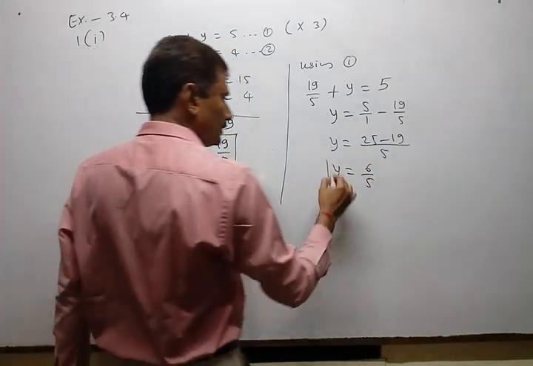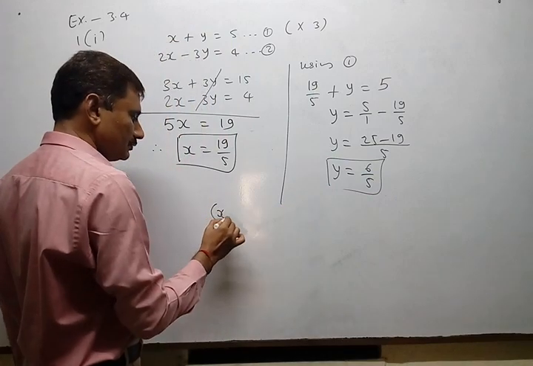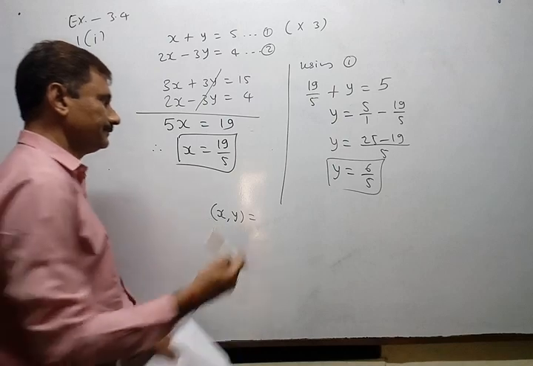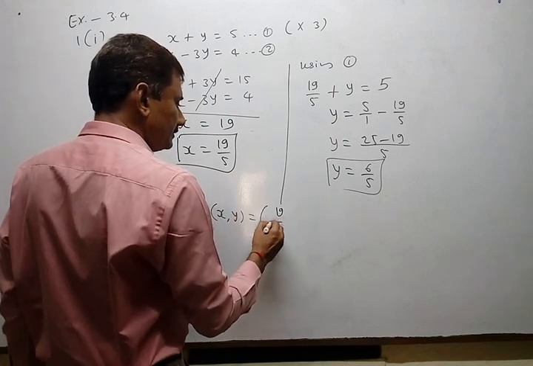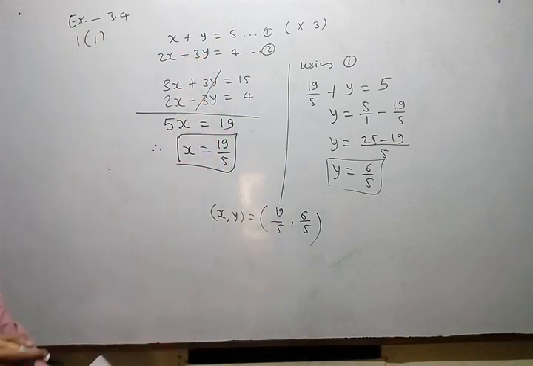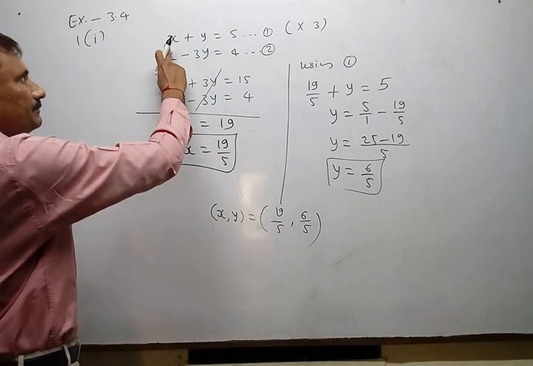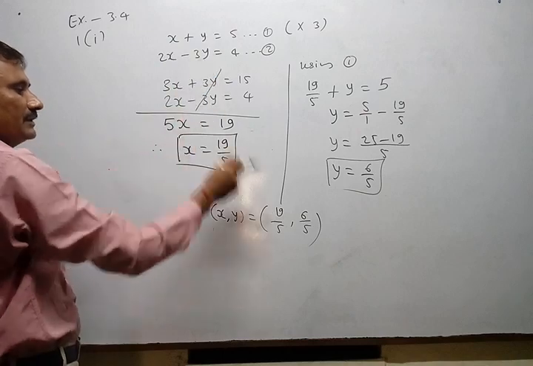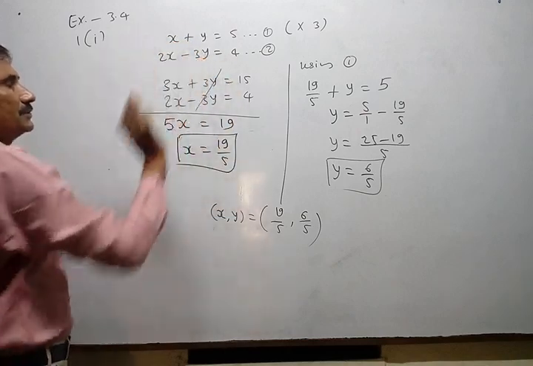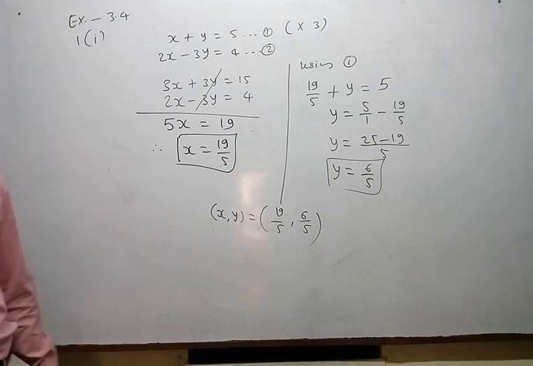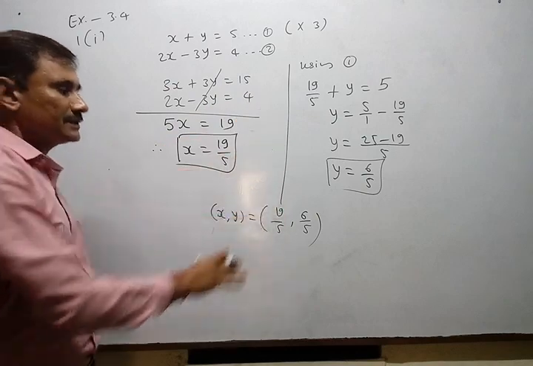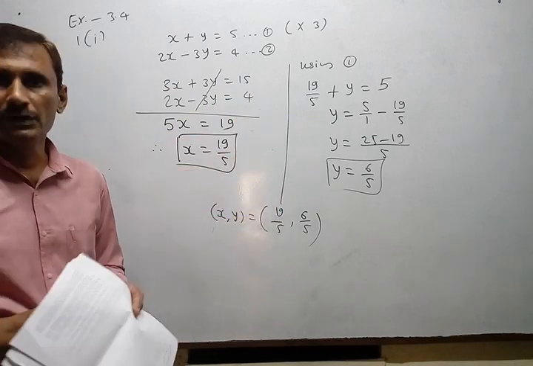Okay, so you got both answers. Now together x, y equal to 19 upon 5, 6 upon 5. You can verify also. Okay, if you place here 19 upon 5 plus 6 upon 5, then it will be 25 upon 5, so 5. And here also you can verify it. But not compulsory to verify. Okay, you just be confident in your work.